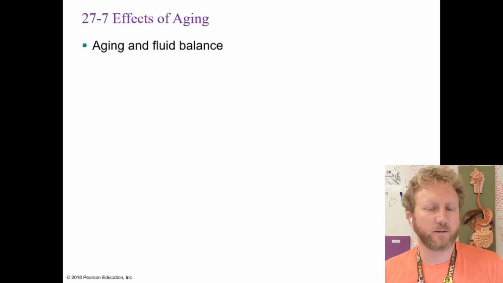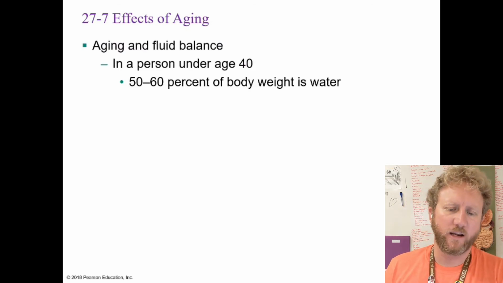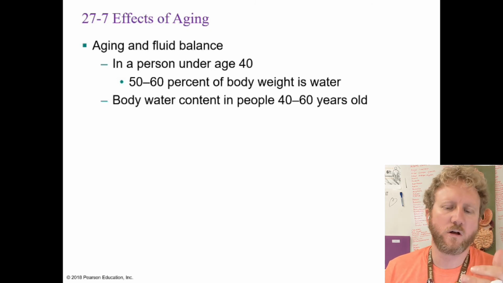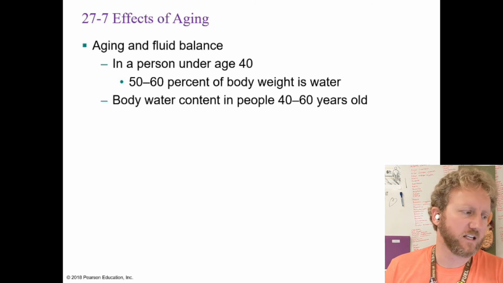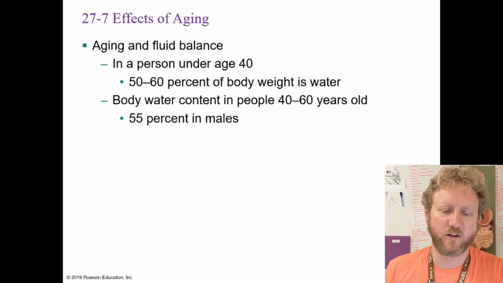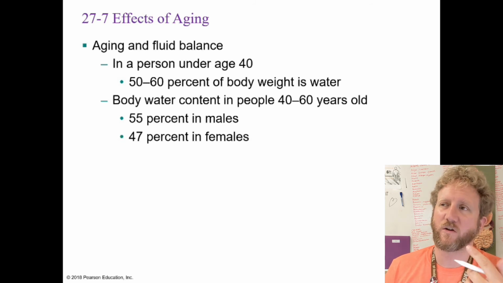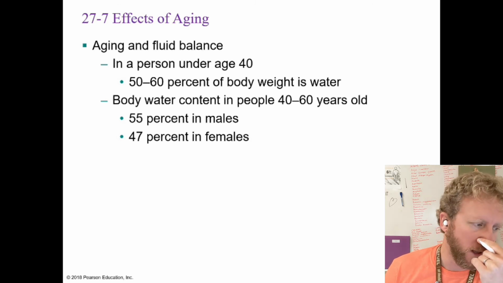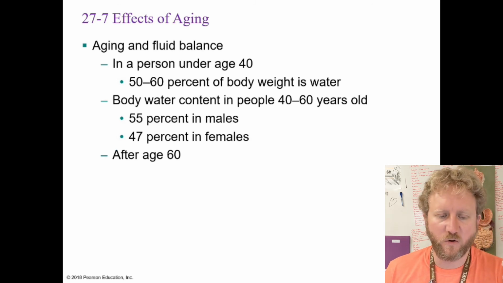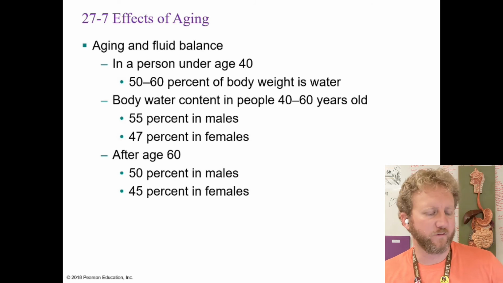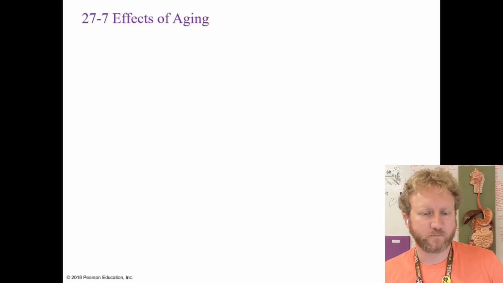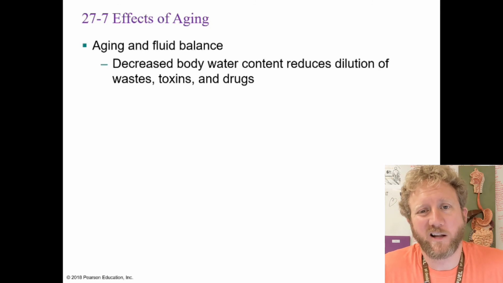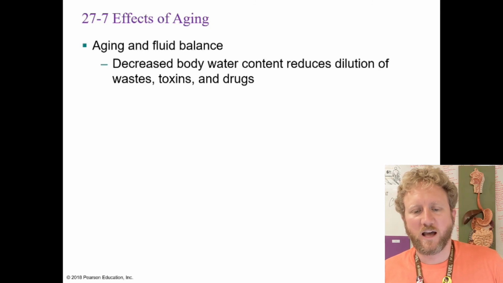As we get older, so under 40, 50 to 60% of your body weight is water. That tends to go down as you get older. So at 50 to 60, we're looking at 55% in males and 47% in females. So older females are more solid stuff than water stuff at this point. After 60, it gets even lower. In males, it's 50% water. In females, it's 45% water. As you get older, your body gets tired and it can't really work as well as it used to.